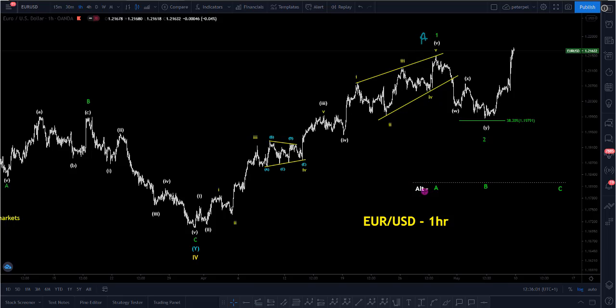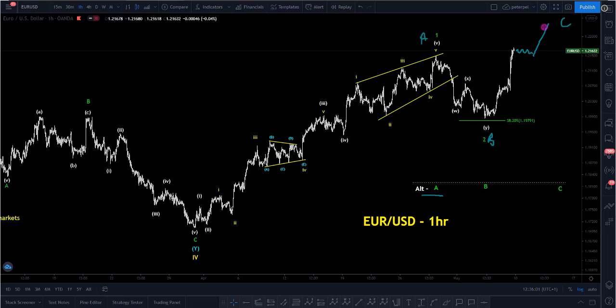That is why I've given the alt this side A. This side might be a B. Then we are going up for green wave C. So when that one happens, what we are expecting with this count is for us to start getting a correction. Once we get a correction, then we will get a confirmation to buy more and add up to our profits.